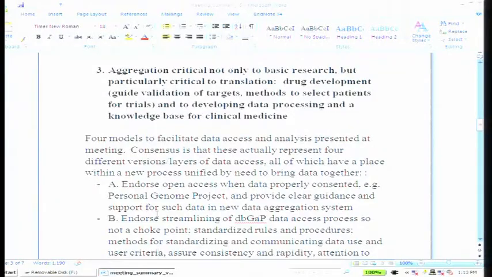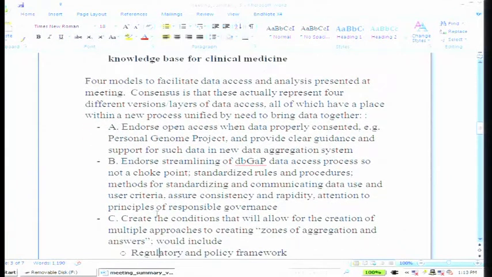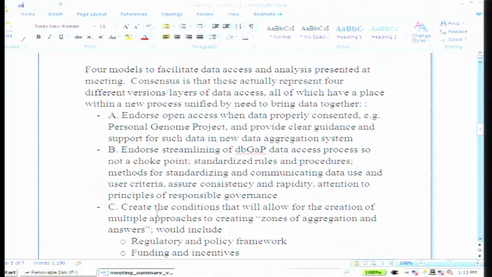And then the third recommendation, and this is a long one: aggregation is critical not only to basic research, of course, but also to translation, to drug development, and to developing data processing and a knowledge base for clinical medicine. And so under that, we talked about the four different models to facilitate data access and analysis presented at the meeting. There was consensus that these actually represent four different versions or layers of the same sort of thing, based on bringing the data together and having processes allowing us to access them.